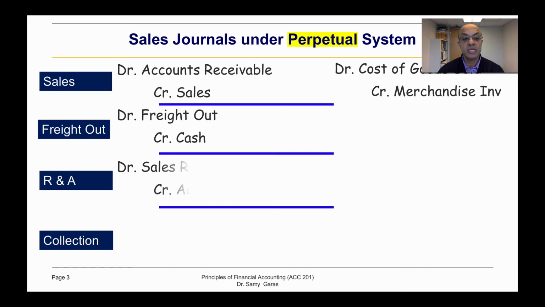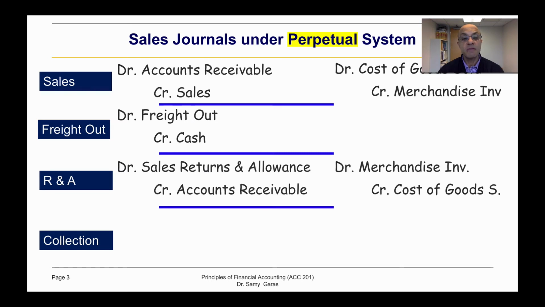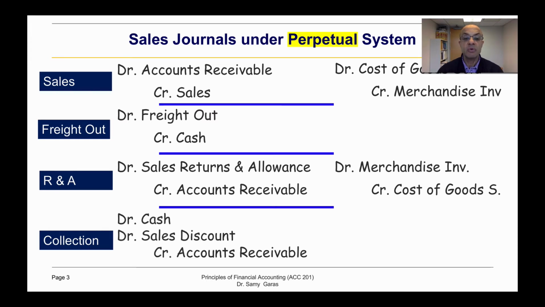And if the customer decides to make any returns, we reverse what we have done in sales. So we debit sales returns and allowances, credit accounts receivable, then debit merchandise inventory and credit cost of goods sold. At the end, we collect our cash, and if we collect the cash during the discount period, we debit cash, debit sales discount, and credit accounts receivable. If the customer pays after the discount period, then we debit cash, credit accounts receivable, and we exclude sales discount.